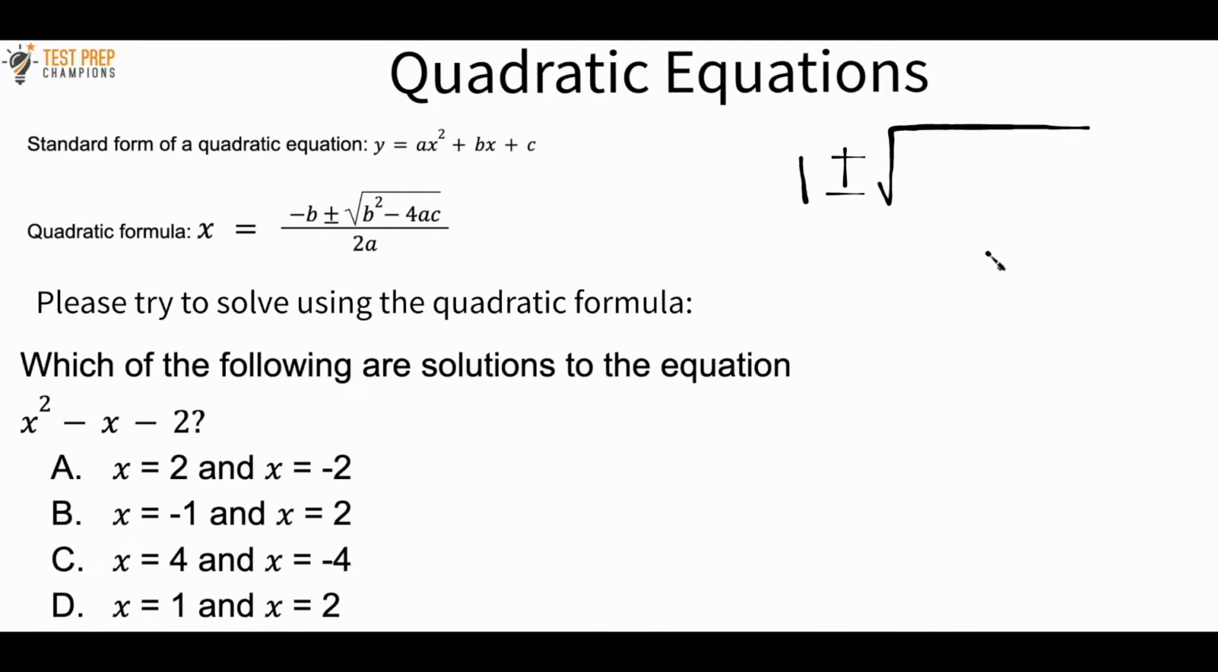So we have 1 plus or minus the square root of b squared minus 4ac. So what is b squared? Well, we know that b is negative 1, and negative 1 squared is positive 1. So I'm just going to put 1 here for b squared. So I have 1 minus 4 times a times c. So what is my a? My a is 1. And what is my c? My c is negative 2.